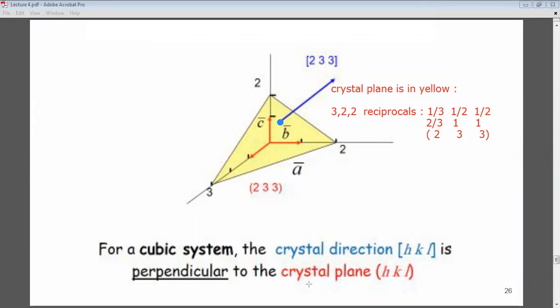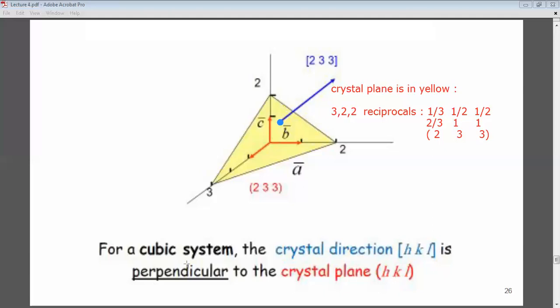We are also assuming that the crystal direction here is [2 3 3]. What I'm saying here is that for a cubic system, the crystal direction [hkl] is always perpendicular to the crystal plane (hkl). So if I take a crystal direction, for example [1 2 1], this will be perpendicular to the crystal plane with Miller indices (1 2 1). Or if I take the crystal direction [0 1 1], this will be perpendicular to the crystal plane with Miller indices (0 1 1).